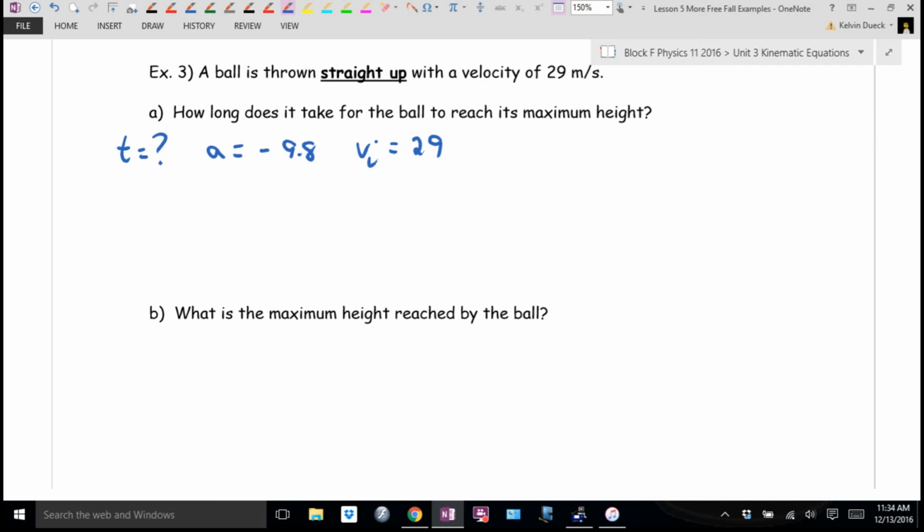So we're throwing something straight up in the air. We want to know how long it takes for it to reach its maximum height. There is something else that I know. Aaron. What? At the top, for a split second, how fast is it traveling for a split second? Ooh, I like that. Candy for you, my joy.